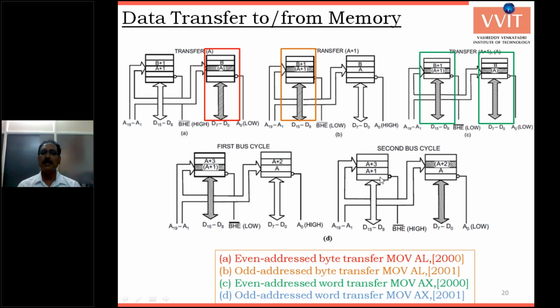The A plus 1, A plus 2, or A plus 3 address is referred to by A1 to A19. For an odd address word transfer, first read the odd byte on D8 to D15. The next machine cycle takes one more machine cycle. Read the content of the even memory location, followed by the odd address location at A plus 2. That is the even bank location.